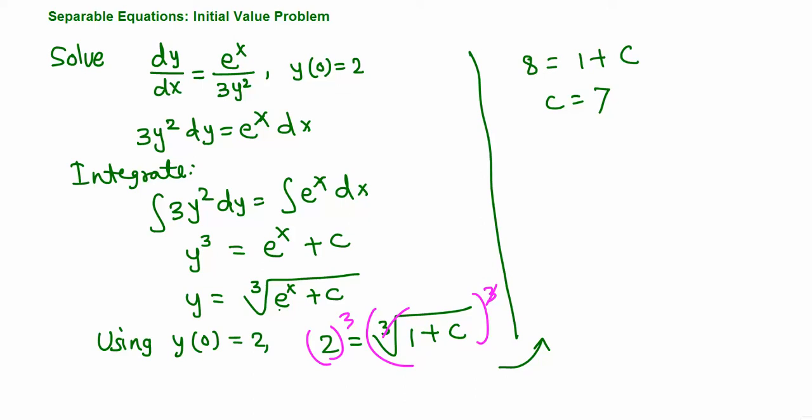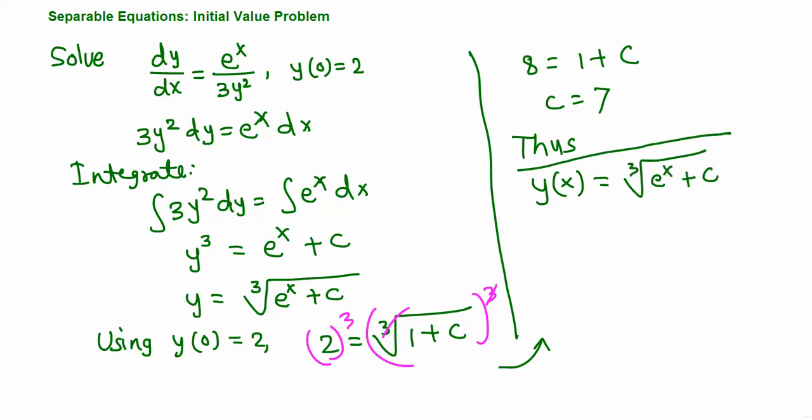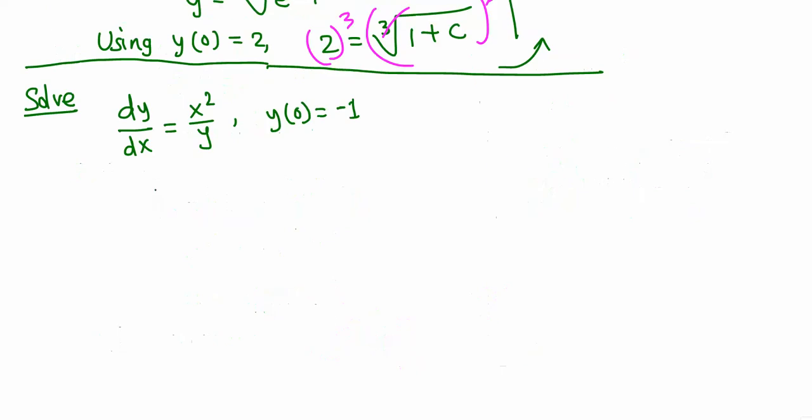Now go back here and plug in c and get the solution. Thus y equals, y is a function of x. If you want to specify, you can write y as a function of x, or just y is enough, equals the cube root of e to the x plus c, and c is 7. When we graph this solution we get only one curve. Now let's do another example. dy over dx equals x squared over y, and y at 0 equals -1.